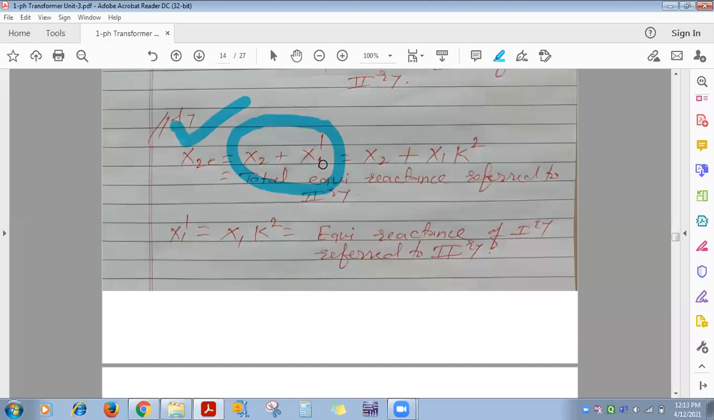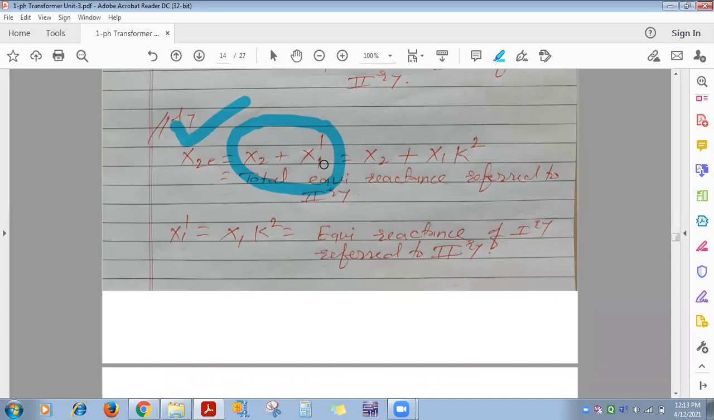Read it again after the lecture and you will get it. Some of you may have got it now only, but still you are confused, isn't it? Many terms are there: primary side, secondary side, referred to primary, referred to secondary, then you transferred it, so total equivalent.